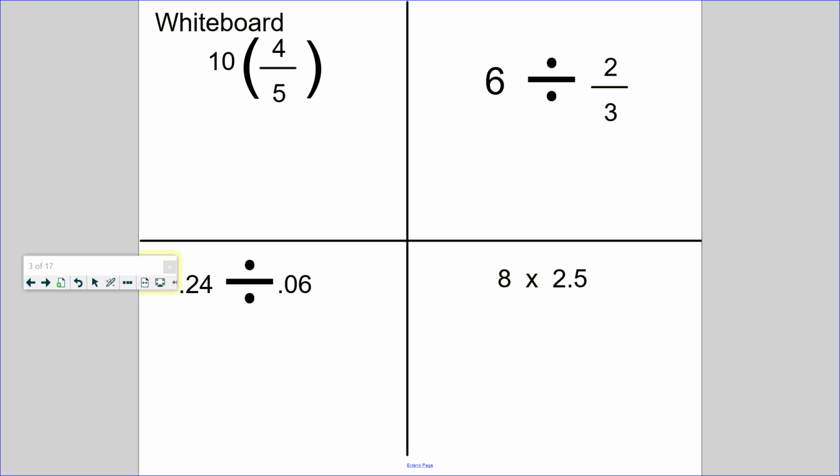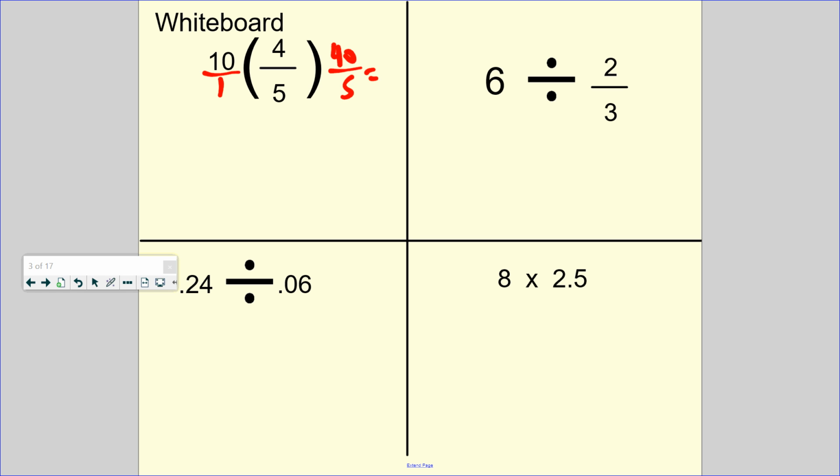What do you remember about multiplying and dividing fractions and decimals? Let's see if you remember this. How would you write 10? This means multiplying. How do you write 10 as a fraction? 10 over 1. So this would be multiply the numerators. So it's 40. 1 times 5 is 5.